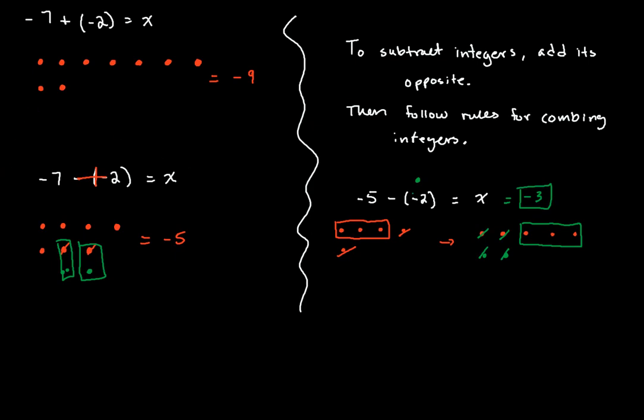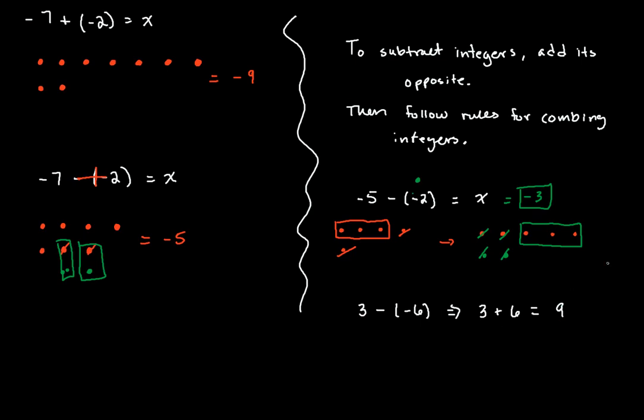Okay, let's try another one. So let's say that you had 3 and you wanted to subtract a -6. Subtract the -6, and you'd like to know what it is. Well, you've got 3 and you're subtracting a negative, so you're going to add the opposite, right? I'm going to add a +6. So rather than subtracting a -6, I'm going to add a +6, and then I'm going to follow those same rules. So 3 plus 6 gives me 9.